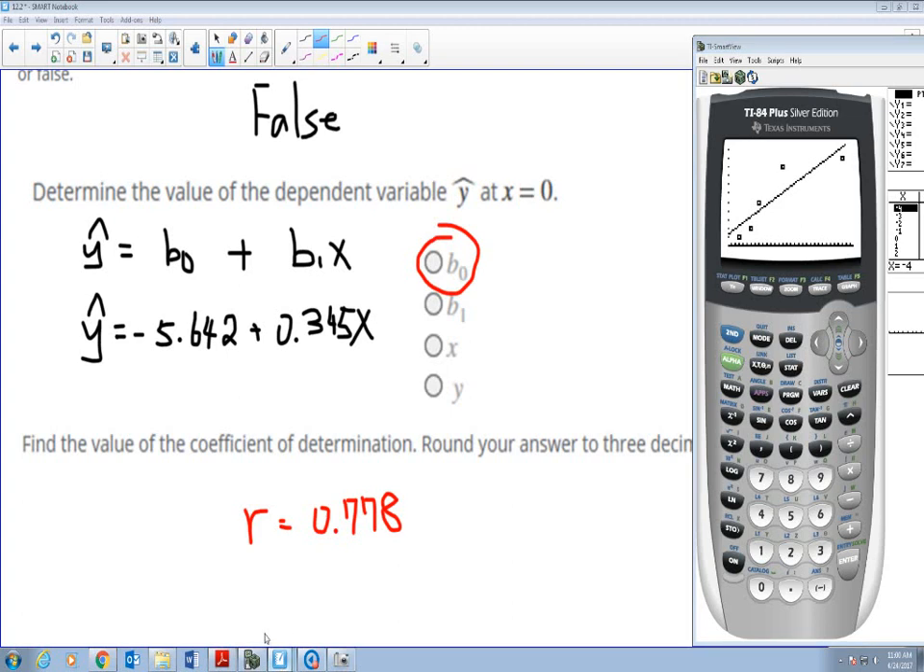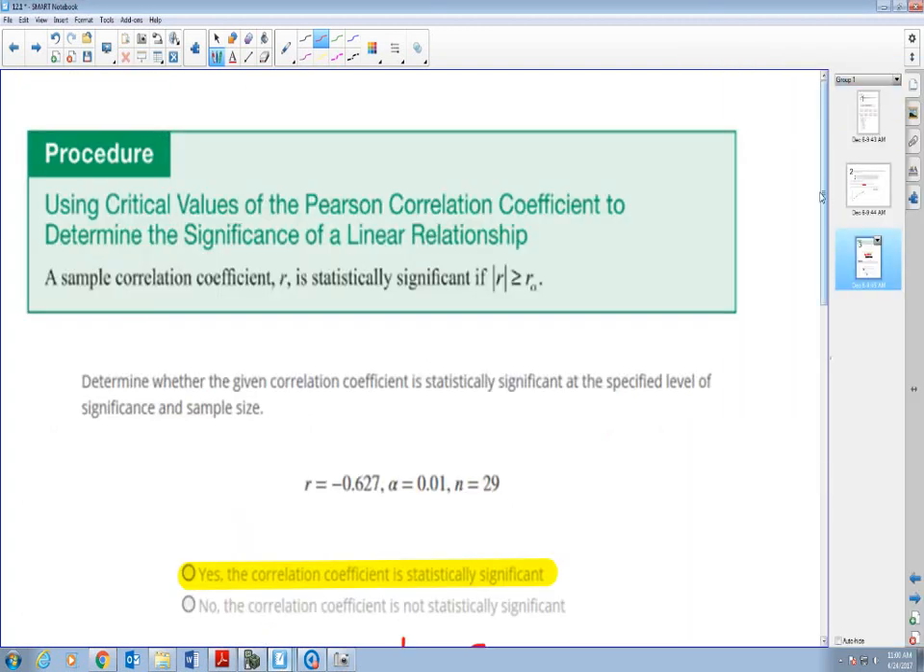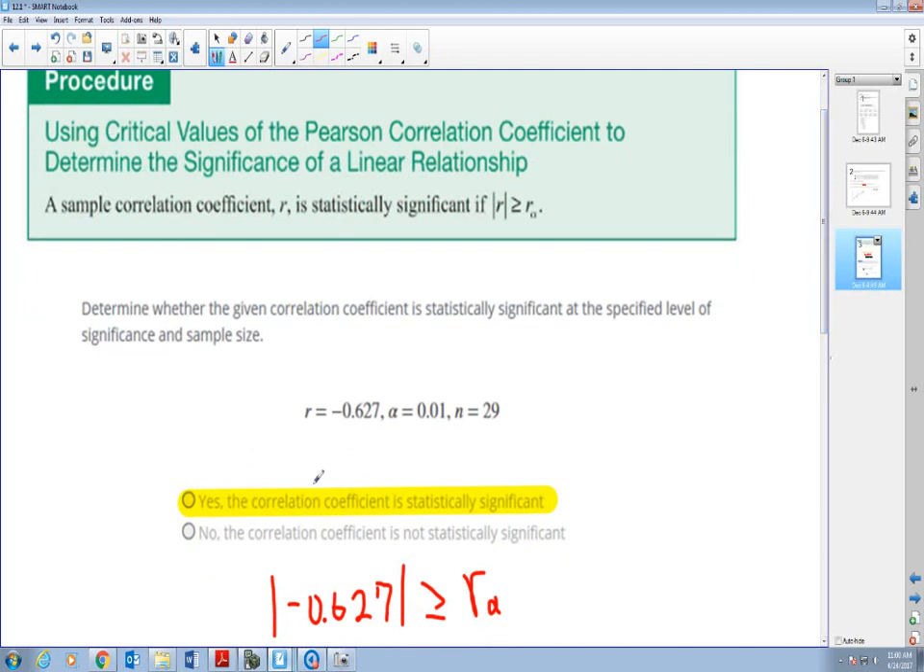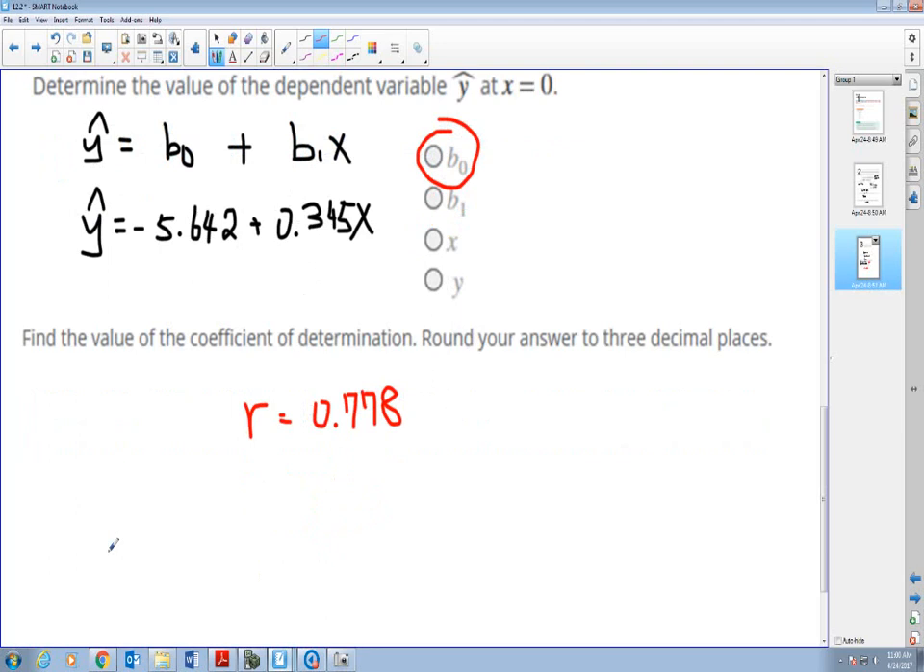Let's go back to 12.1 real quick. Remember the critical value of the Pearson correlation coefficient. Is the R I just came out with greater than or equal to R sub alpha? Let's do another example. Is my 0.778 greater than or equal to my R sub alpha? Say alpha, the level of significance, is set at 0.01.